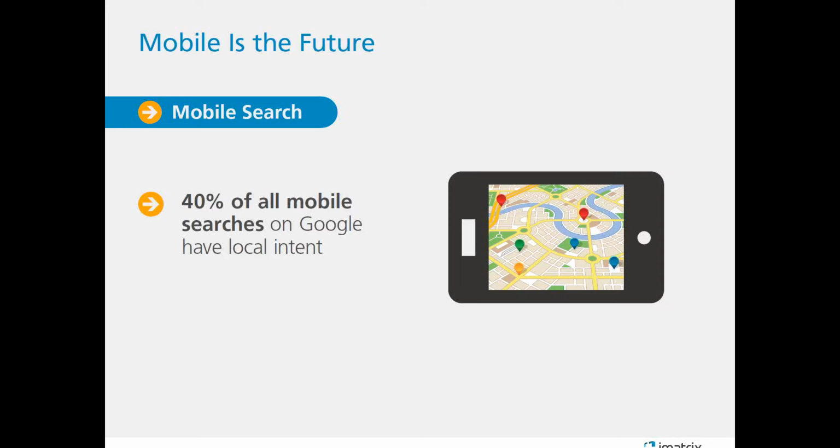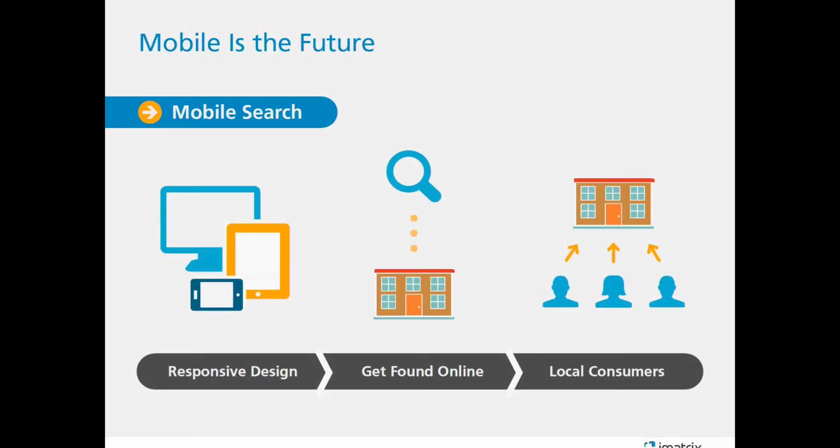Google is noticing that 40% of all mobile searches on Google have a local intent. When someone's searching, they're usually trying to find something local, something around them, kind of like what Yelp does. Yelp has been really good at that, and they focus on local results as well. Responsive design and getting found online are one of the fastest growing trends in online activity. More and more consumers are turning to their mobile devices to search on the internet, and what's even more significant is that they're using these mobile devices to search for local businesses.